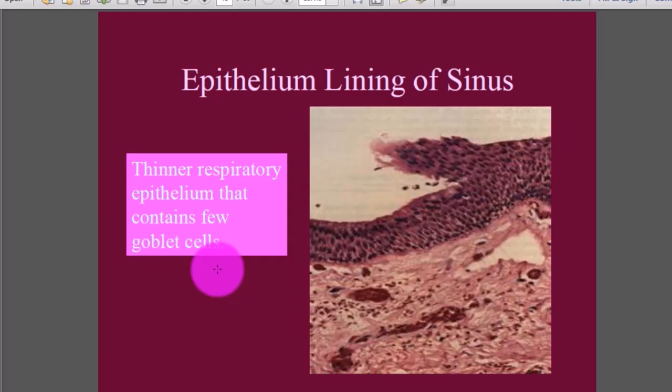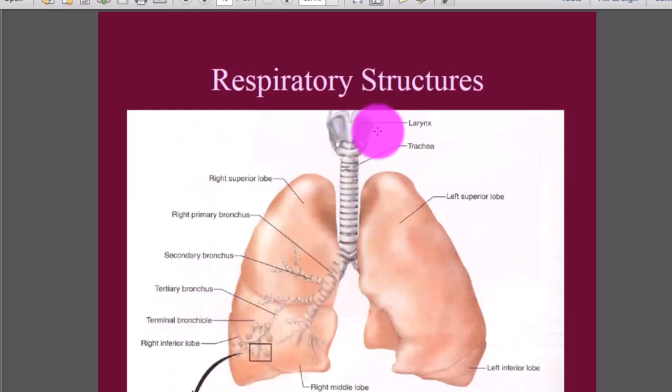Epithelial lining of the sinus: thinner respiratory epithelium that contains few goblet cells. Respiratory system: larynx, trachea, left superior lobe, left inferior lobe, right superior lobe, right primary bronchus, secondary bronchus, tertiary bronchus, terminal bronchus, right inferior lobe.